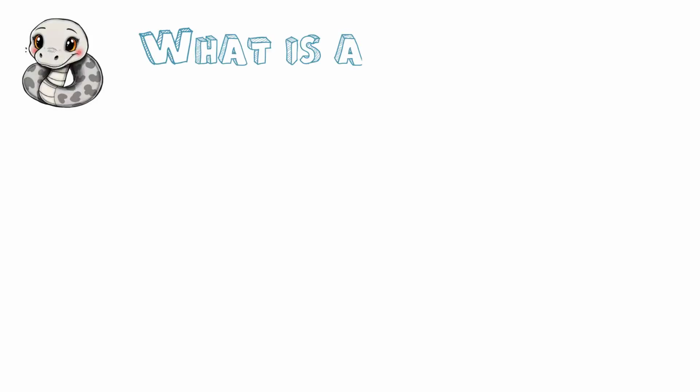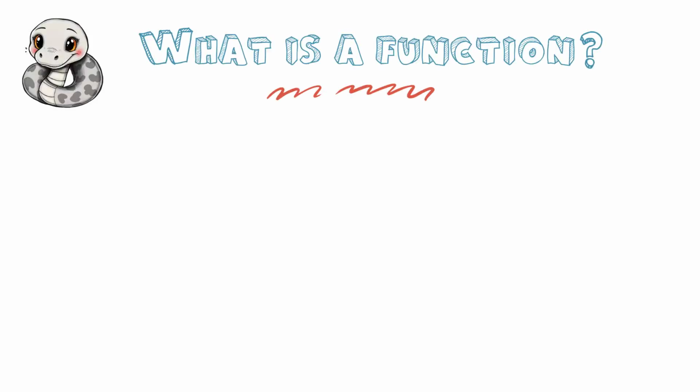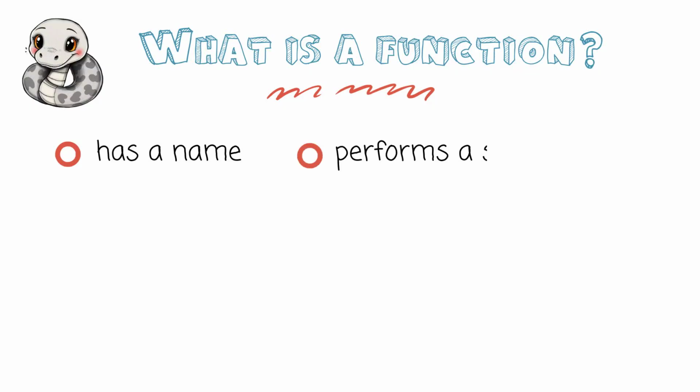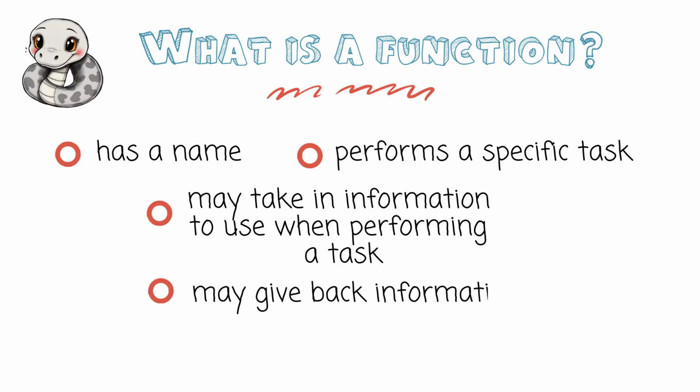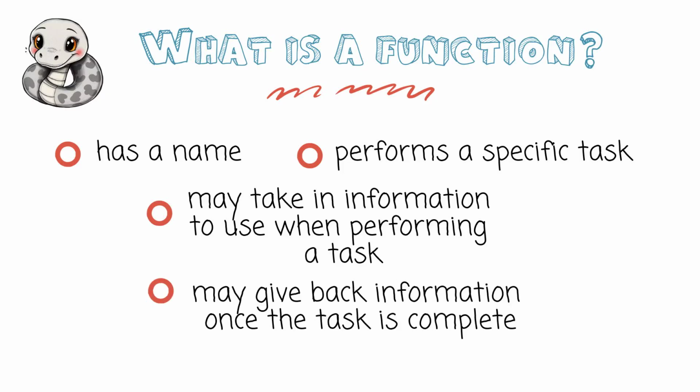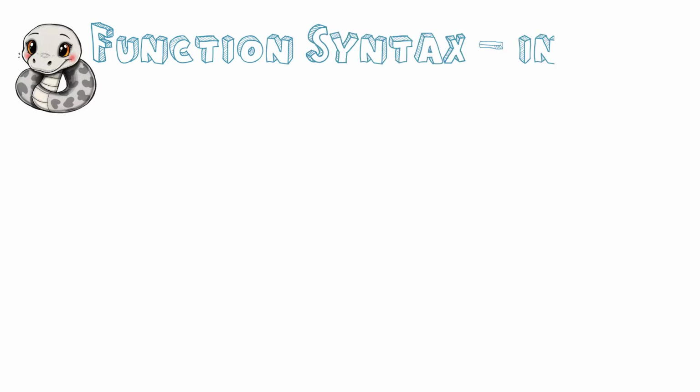A function is a block of code that performs a specific set of actions. The function has a name, may take in information needed to perform the task, and may return information once the task is complete. One of the wonderful things about Python is it comes with loads of functions already built in, so we don't have to understand how to build functions before we use them.